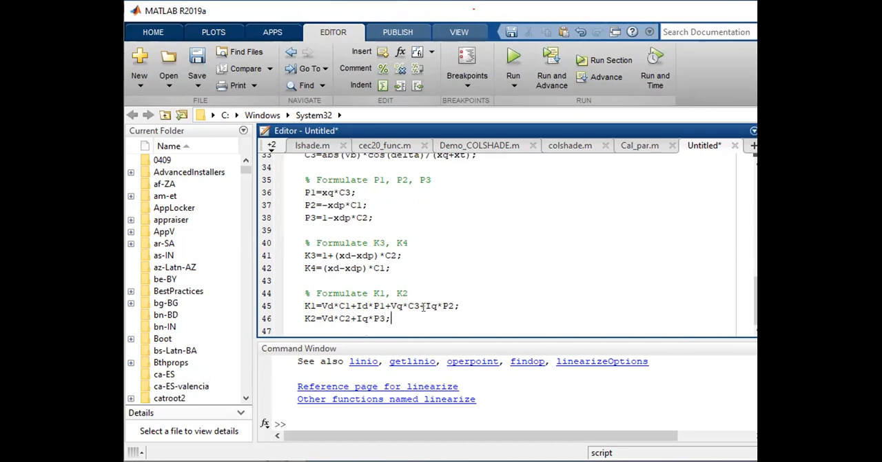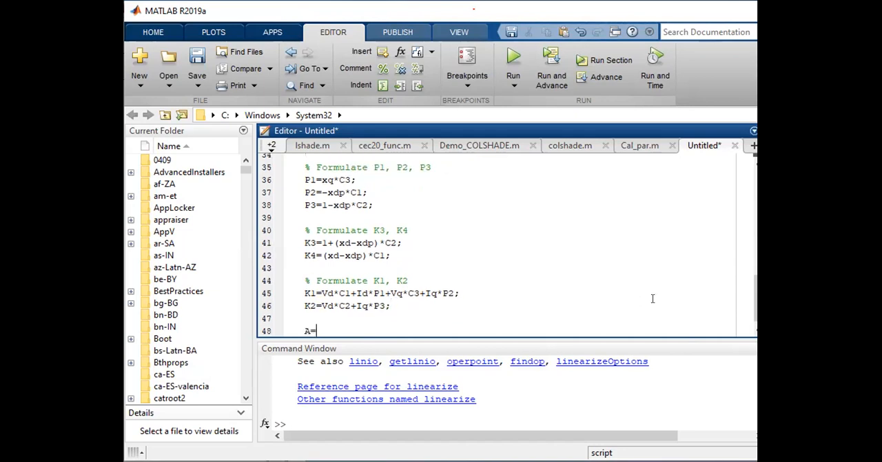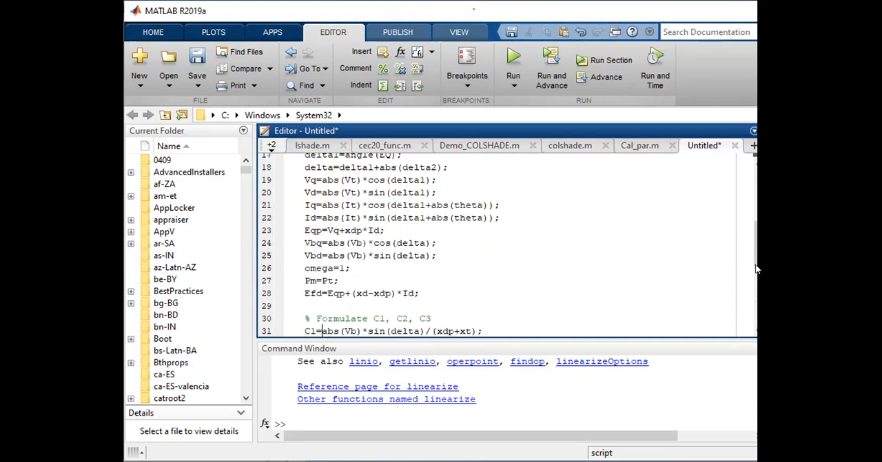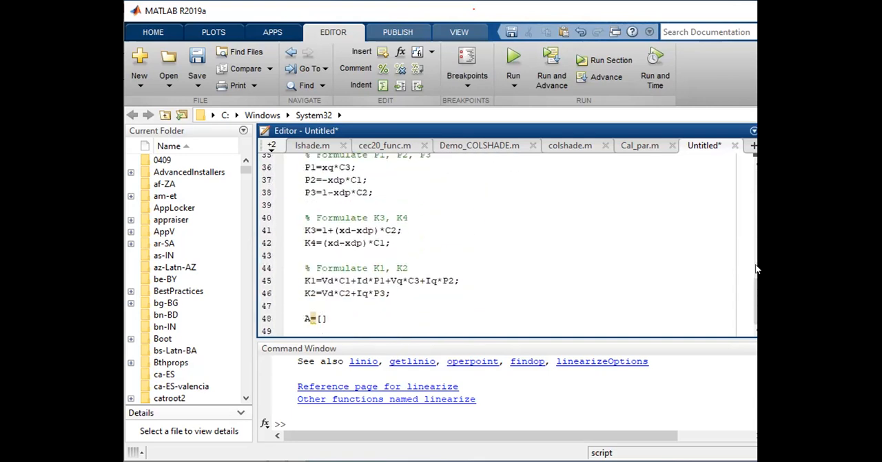And probably we are almost done. So then we have to build the A matrix. Probably we are done. So did we define omega base? Yeah, omega base was defined in line number 10, that is 2 pi f. So let's formulate the A matrix now.